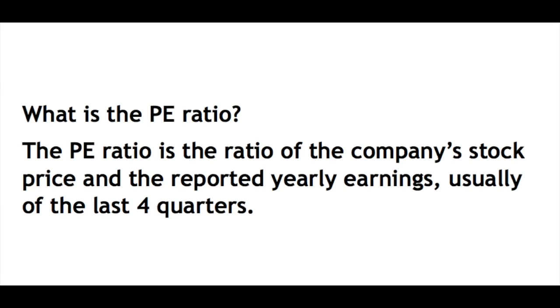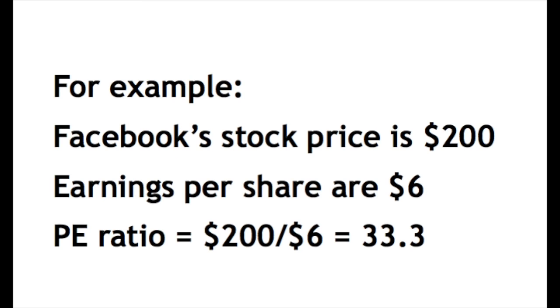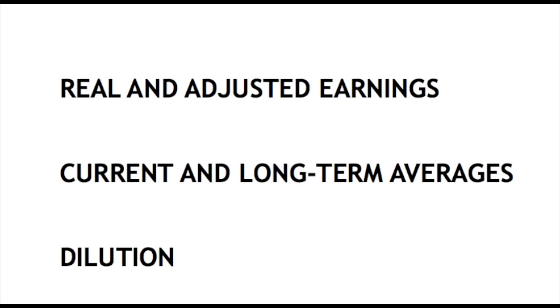So let's start with what is a price-earnings ratio. The price-earnings ratio is the ratio of the company's stock price and the reported yearly earnings, usually of the last 4 quarters. Trailing price-earnings ratio. For example, Facebook's stock price is 200, earnings per share are 6, price-earnings ratio is 200 divided by 6, it is 43.3. Now, Graham is focusing on real and adjusted earnings, current and long-term averages, average earnings, and dilution.